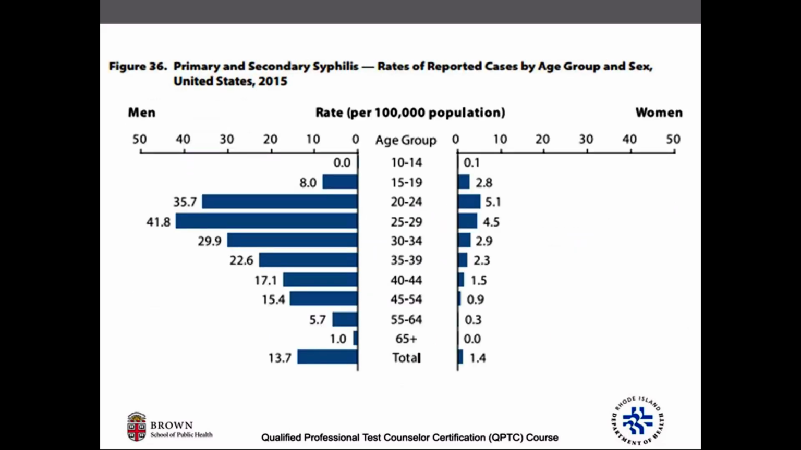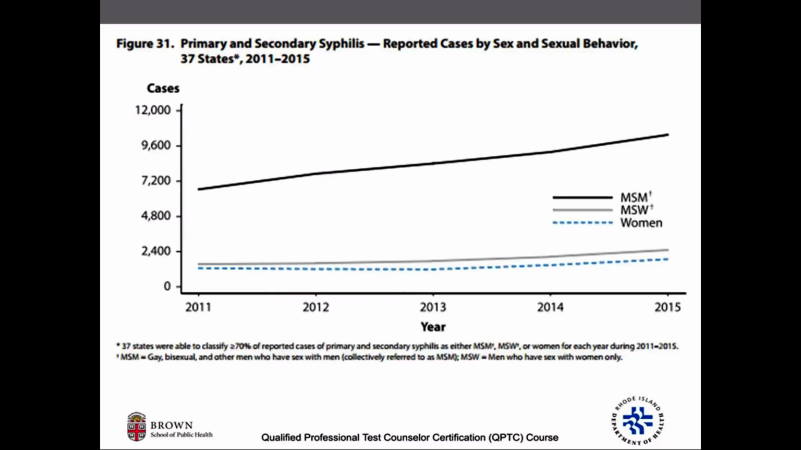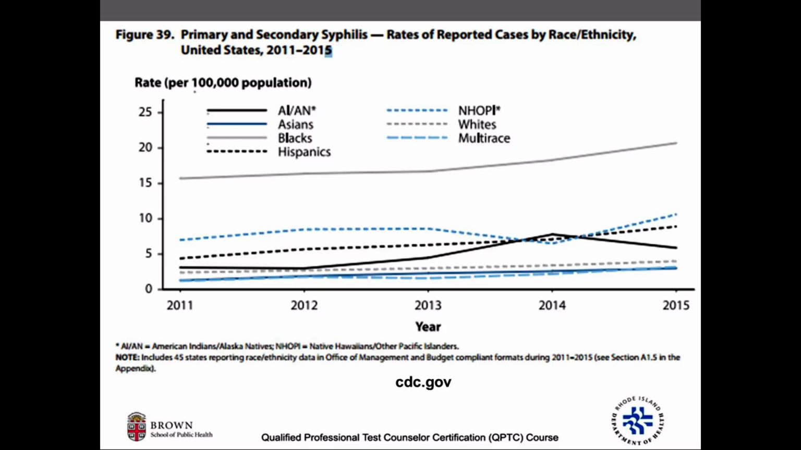In contrast to other STDs, we do see a little bit older age distribution for syphilis. You can see here 20 to 29 are the major age range, but there's also significant numbers in their 30s and 40s as well. By and large, MSM are the group most impacted by syphilis. And similar to other STDs, African American blacks and Hispanic Latinos are disproportionately impacted by syphilis.